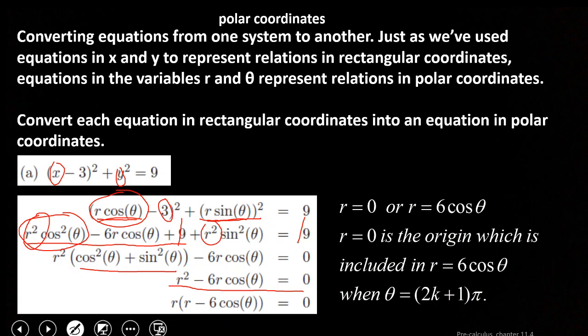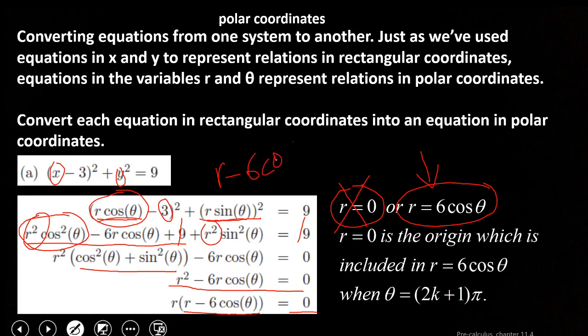So you get either r equals 0 or r equals 6 cosine theta. We don't have to consider r equals 0 because it is already included here. So we can assume that r equals 6 cosine theta. Why? Because here that has to equal 0, and if r minus 6 cosine theta equals 0, then r has to be 6 cosine theta. Right? That's how we convert.